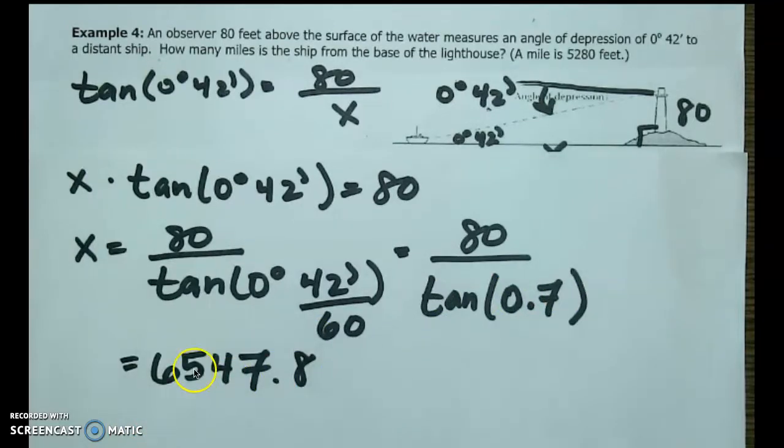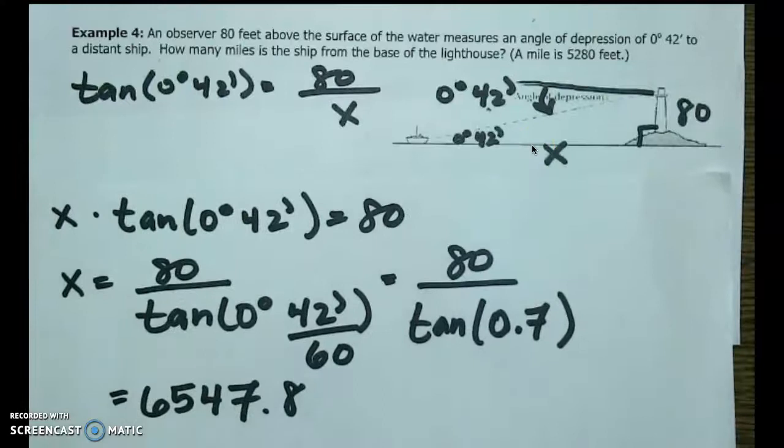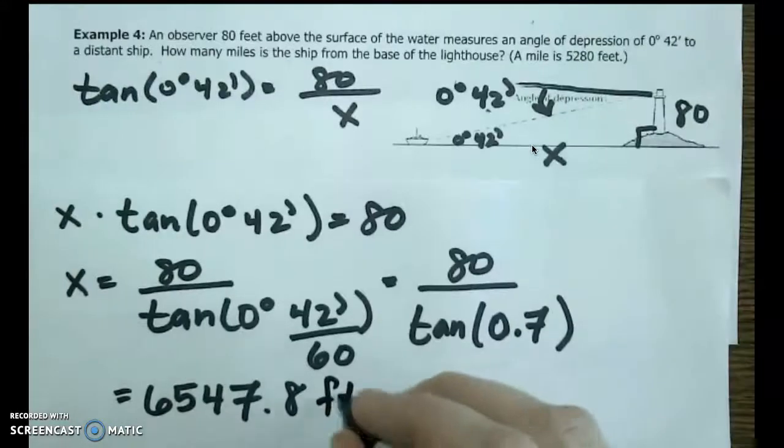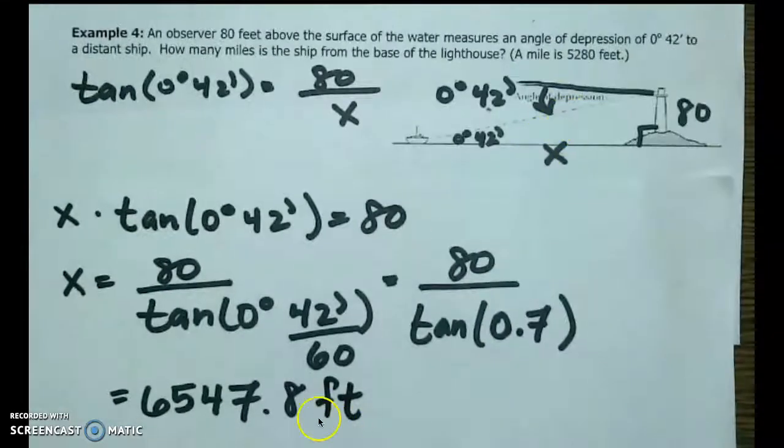And so you get a really large number, which could be crazy, but when you consider the context of the problem, we are talking about a boat that is really far away. So we need to think about our units, though. The observer was 80 feet, so this 80 I used was in feet. So that means the measurement I just found for the ground distance, this x, is also in feet. So this is feet. And it should make sense. It should be really big.